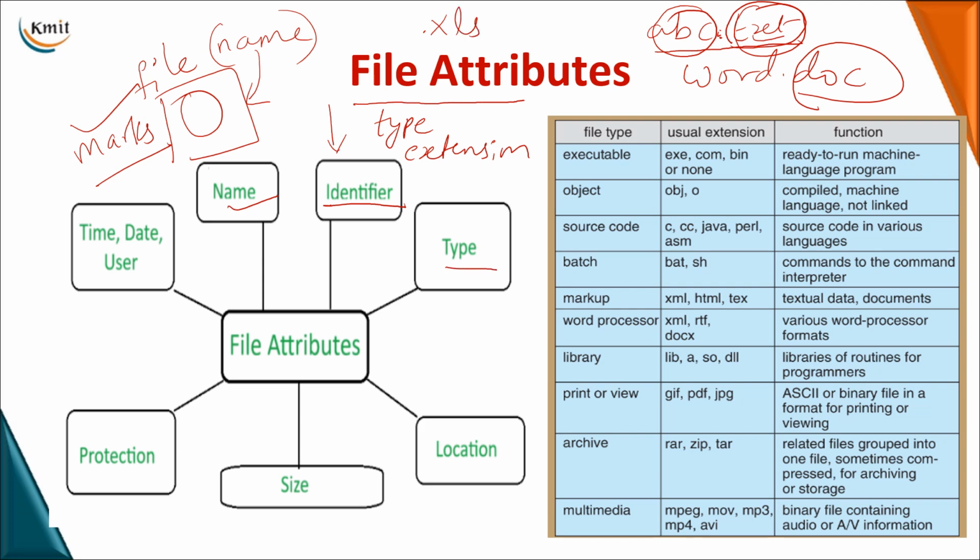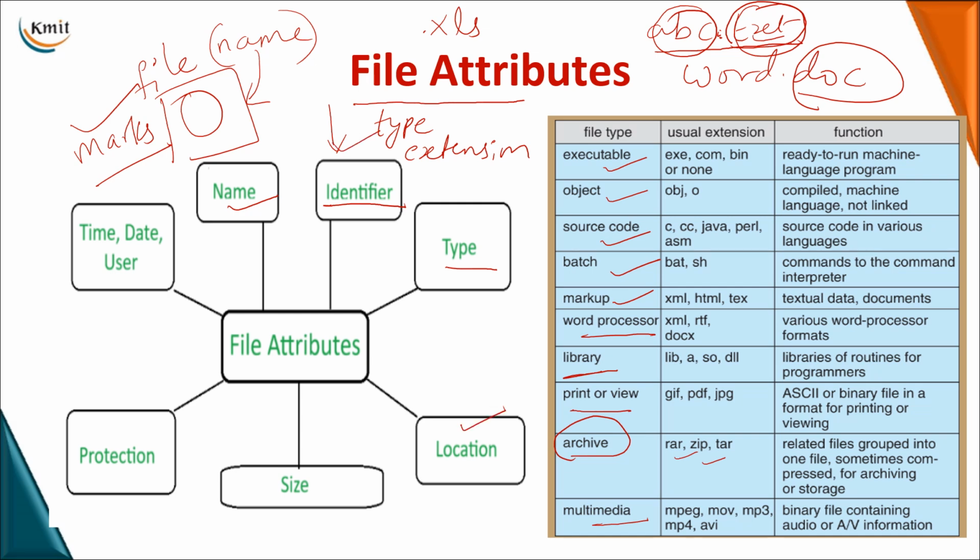And next is, as we have seen in the previous case, the type of the file. It can be an executable file, object file, or source code. It can even be a batch file, a markup file, or a word processor file. You even have some library files, used when you are linking your source program with existing ones, a printable file, or when you compress your files, it can be in RAR form, zip form, or tar form. And you have even multimedia files. Audio related files and video related files all come under multimedia. Depending on these file types, the extension will also change. So that is used as an identifier.